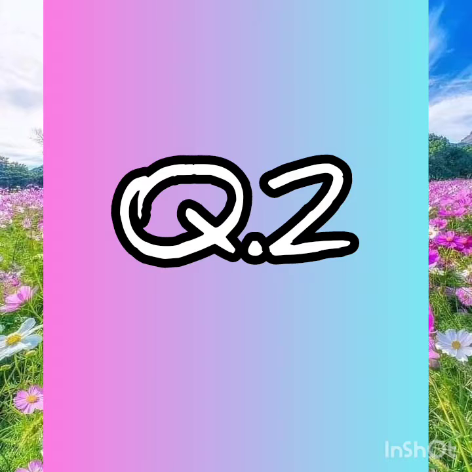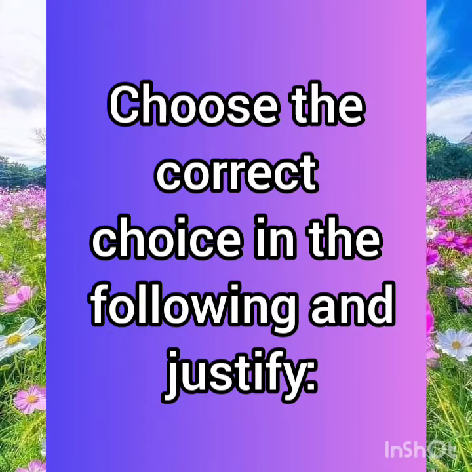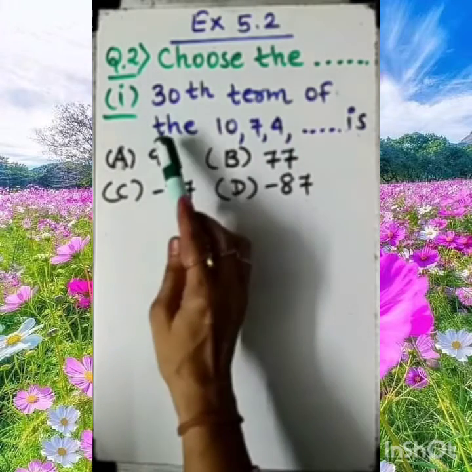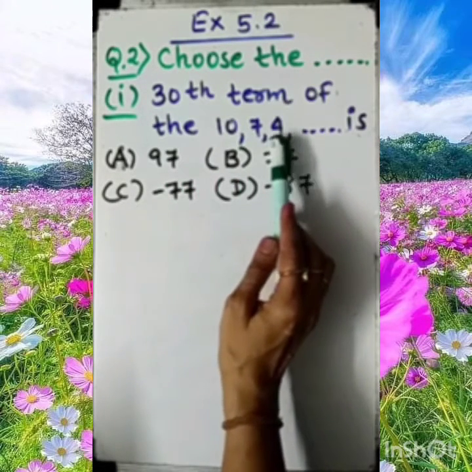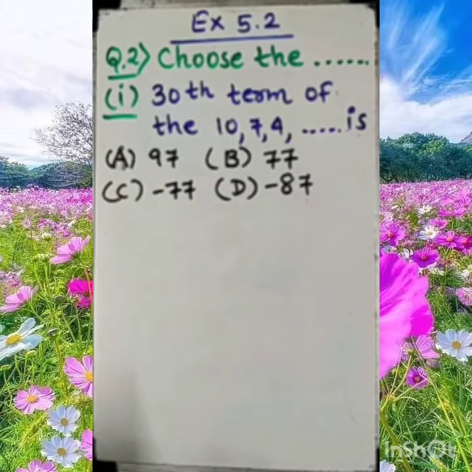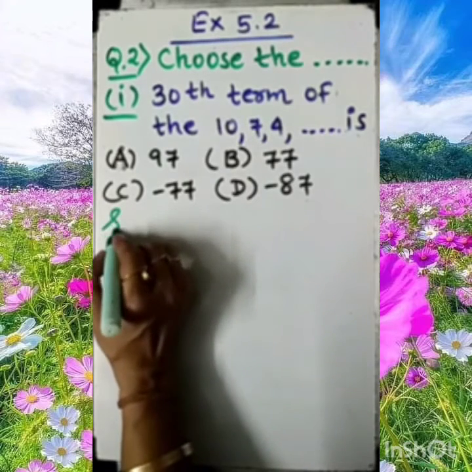So dear student, question number 2 we are given here in exercise 5.2. Choose the correct choice in the following and justify. So it is an MCQ-based question. First one: we are given the 30th term of 10, 7, 4, dash dash dash is. And 4 options are given along with that: 97, 77, minus 77 and minus 87. So let's try to find the solution.